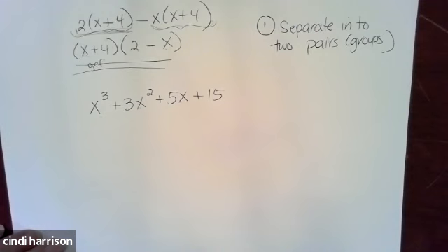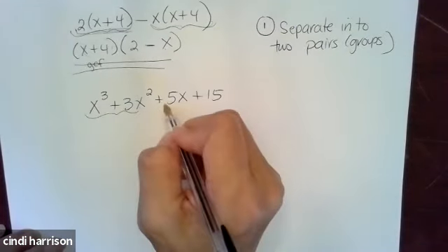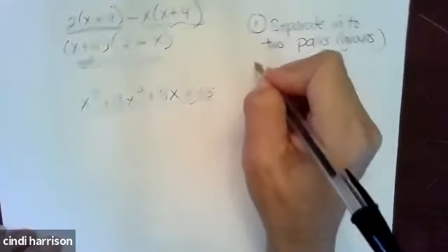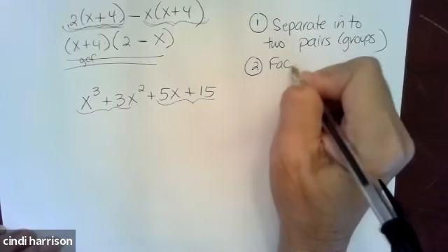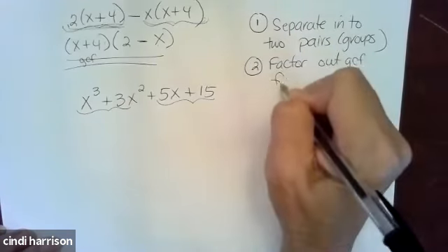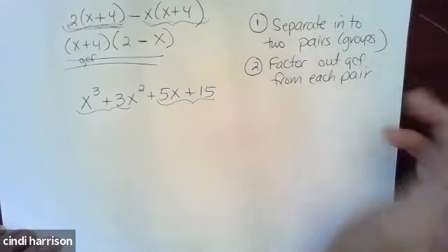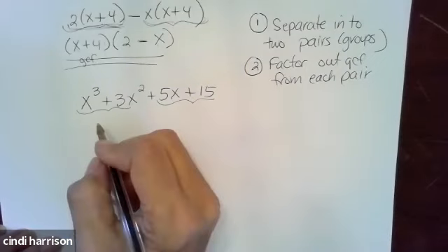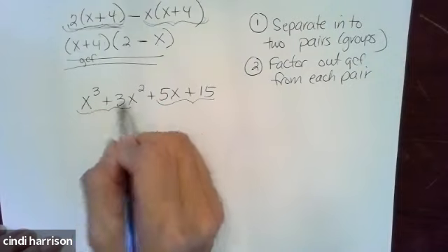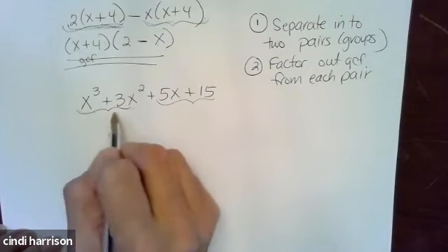Now, for our purposes, almost always we're going to be able to just group the first two and the second two. So now what we're going to do is factor each pair. Let's say factor out the GCF from each pair. So each pair will have a different GCF, but that's okay. So in other words, we're going to do this like two different problems.